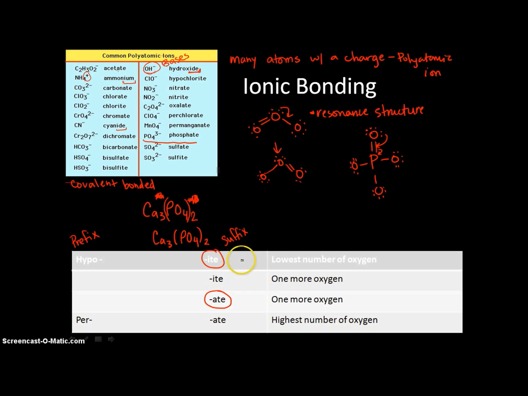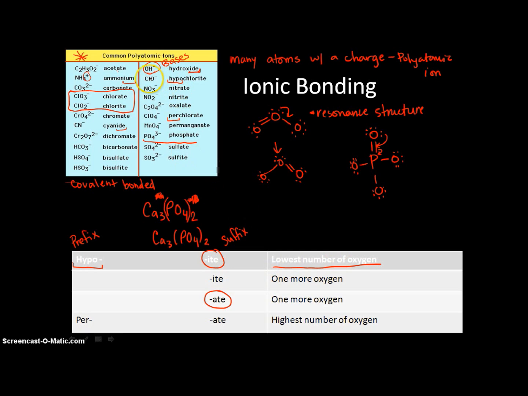And what this is, let's take the chlorates. Let's look right here at this area. Now you see some of these have per on the front. It's not a lot. Now this is by no means all of our polyatomic ions. This is just some common ones. So you'll definitely need to copy down this table. This is the table I'm going to be quizzing you over. So when you see hypo, this is the lowest number of oxygen.